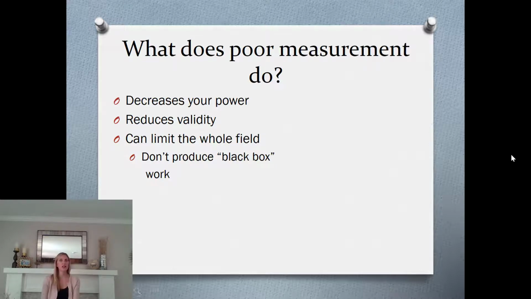And validity is the extent to which you're measuring what you think you're measuring. So if your tool is a little bit off, or your definition is a little bit off, then your results might not necessarily be valid. And what happens here is that this can limit the whole field and produce what we call black box work.